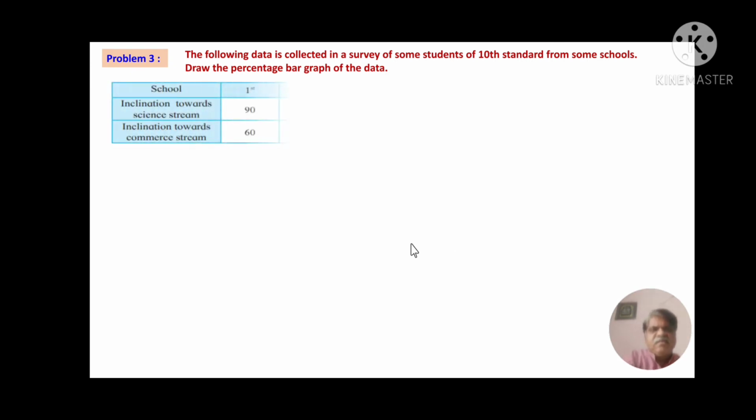Now we'll see problem number 3. Friends, here you can see the following data is given. A survey of some students of 10th standard from the school. From that we have to construct the percentage bar graph. Here is the school survey that was done for the 10th standard, first, second, third, fourth, regarding inclination towards the science stream.